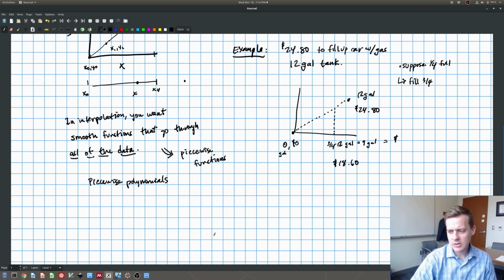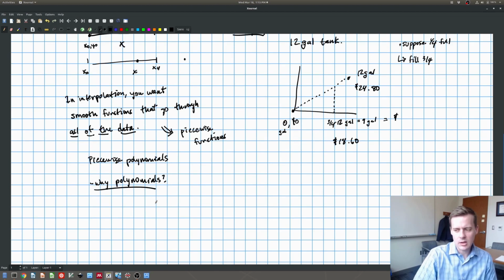Okay, and so there's a couple of reasons why you want to have piecewise polynomials, right? So why polynomials? Two reasons that I can think of. First is they're simple. You can have linear, you can have lines, you can have quadratic, etc. These are simple things that you can come up with equations for.